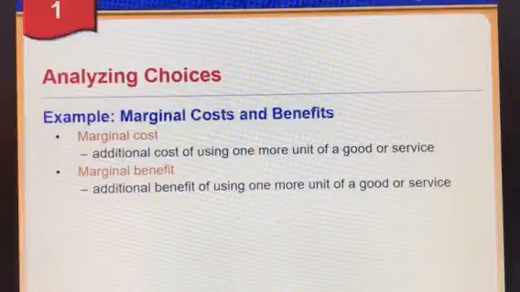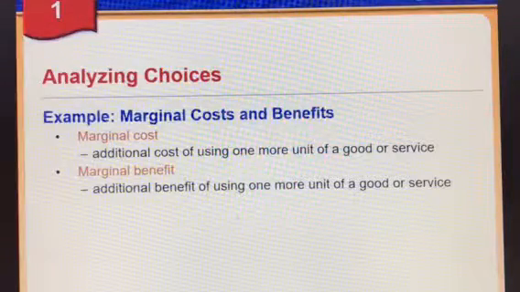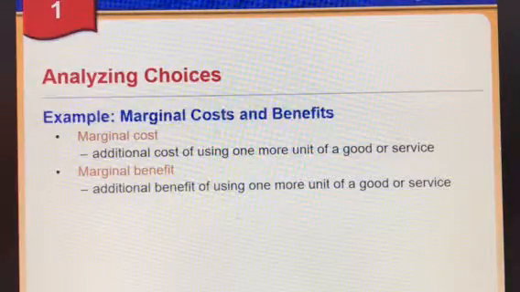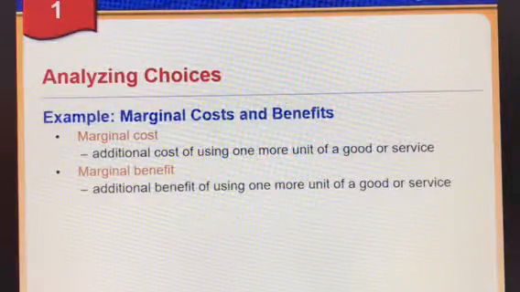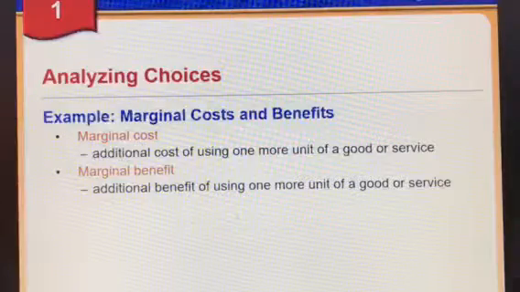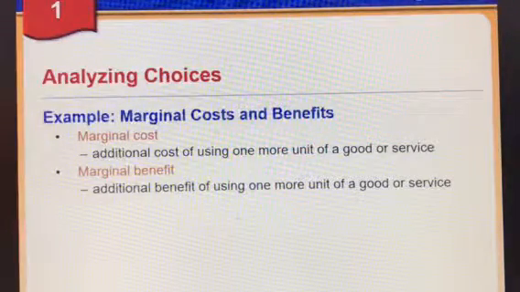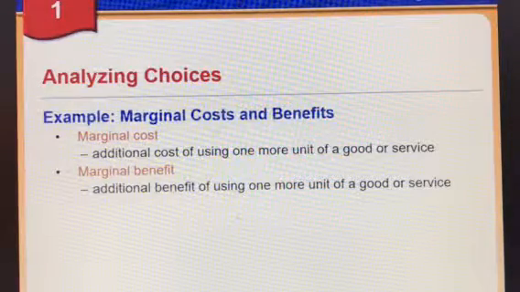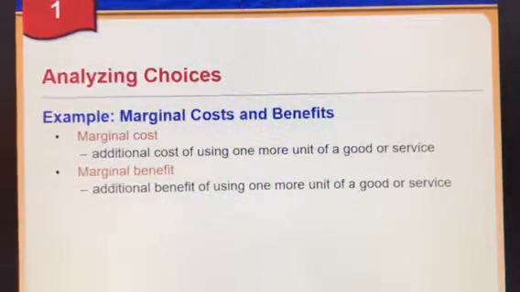Marginal cost and marginal benefit. These are economic terms that refer to the additional cost of using one more unit of a good or service. So if you go to McDonald's and you buy a McDouble, and you eat your McDouble, and your McDouble costs you $1.30, and you decide, you know what, I'm still hungry, so you go back and get another McDouble, the marginal cost is $1.30. The marginal benefit is the additional benefit you get from using one more unit of a good or service. So when you ate that second McDouble, the benefit or the satisfaction you got, that is the marginal benefit. Usually the benefit goes down, especially when it comes to food, because we get full.